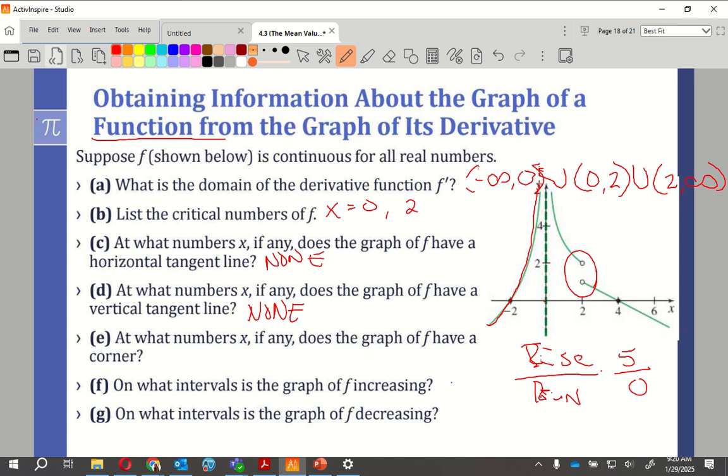At what numbers x, if any, does a graph have a corner? Okay, what was a corner? What do we call those? Okay, do we have any there? No? No pointy points, right? Okay, so none.